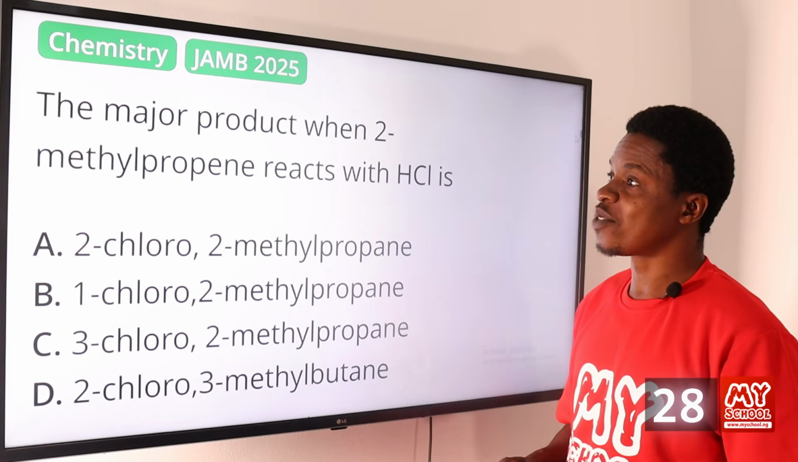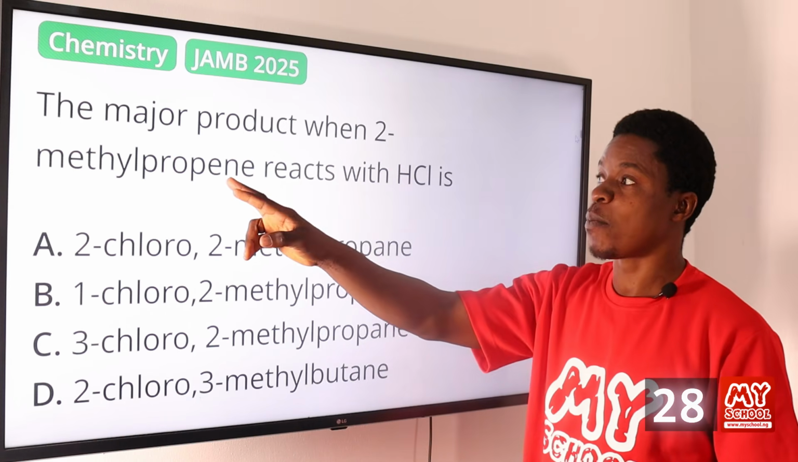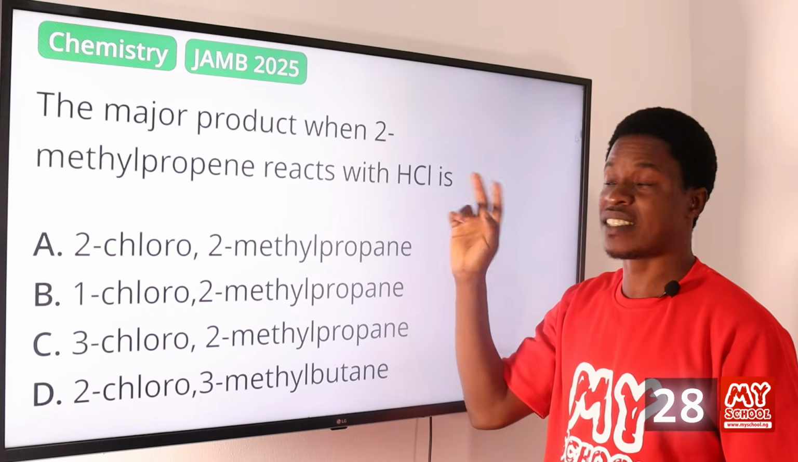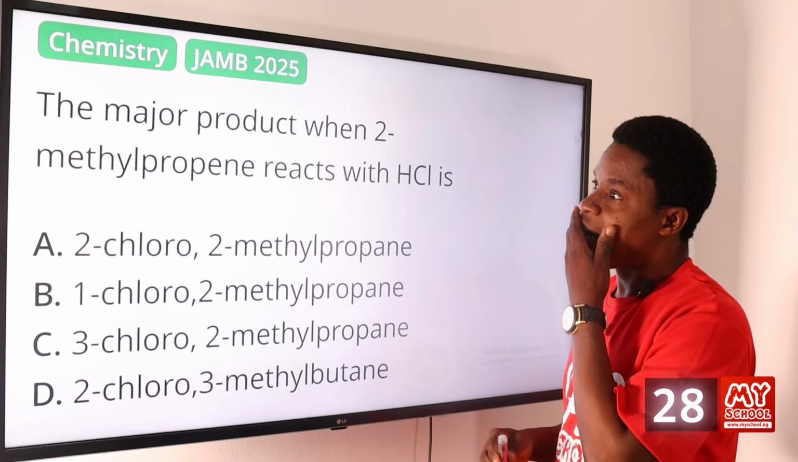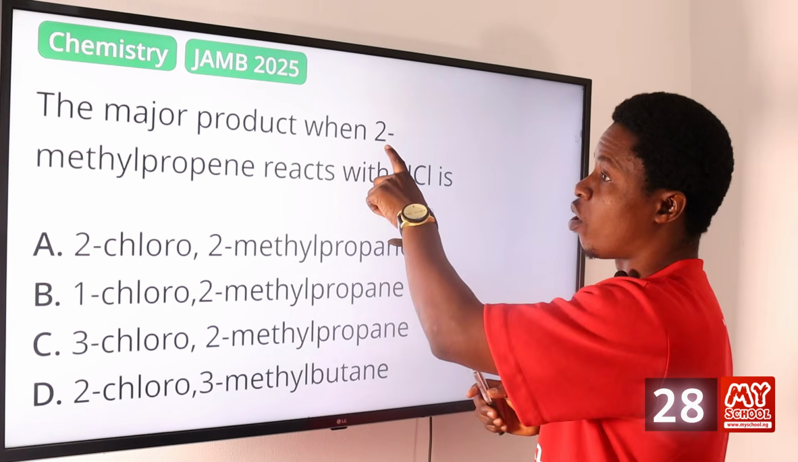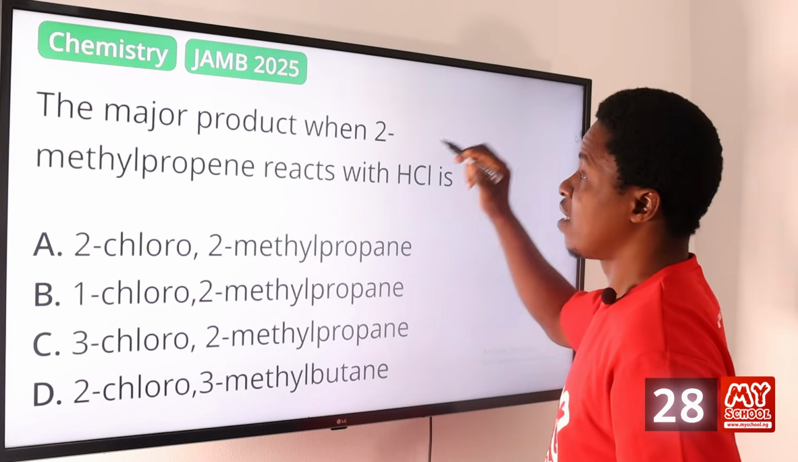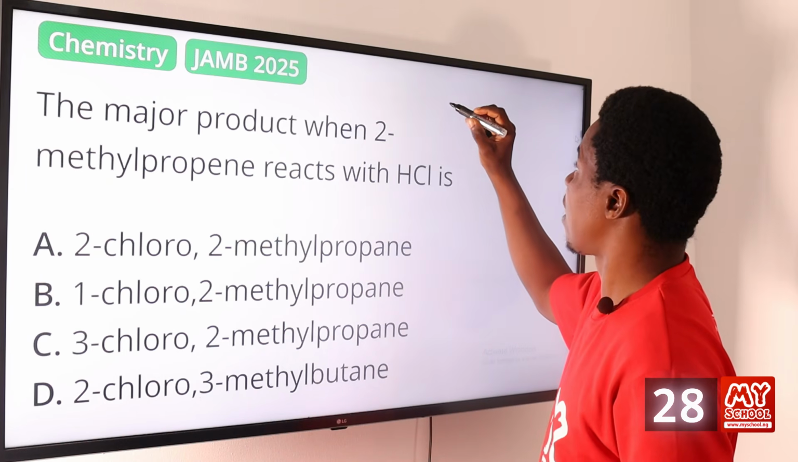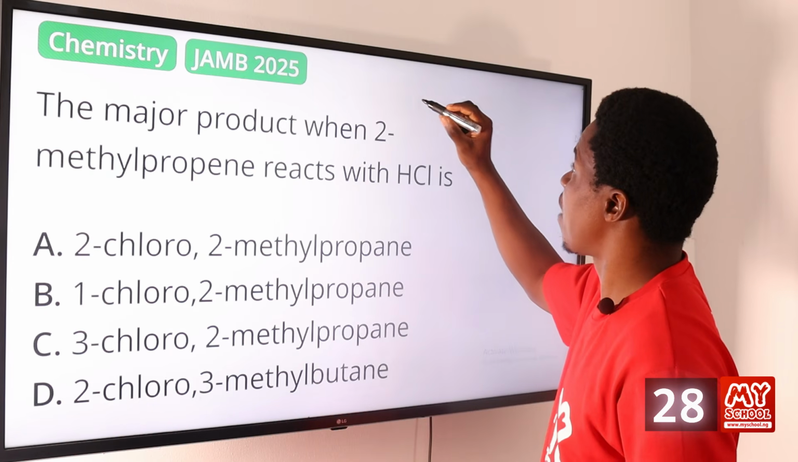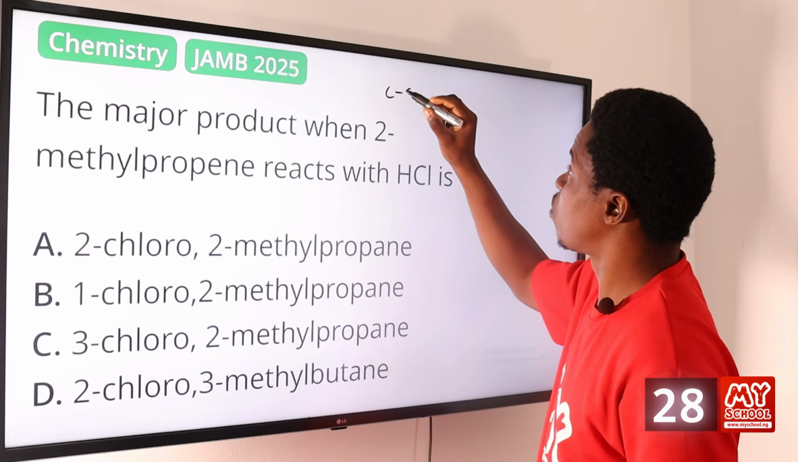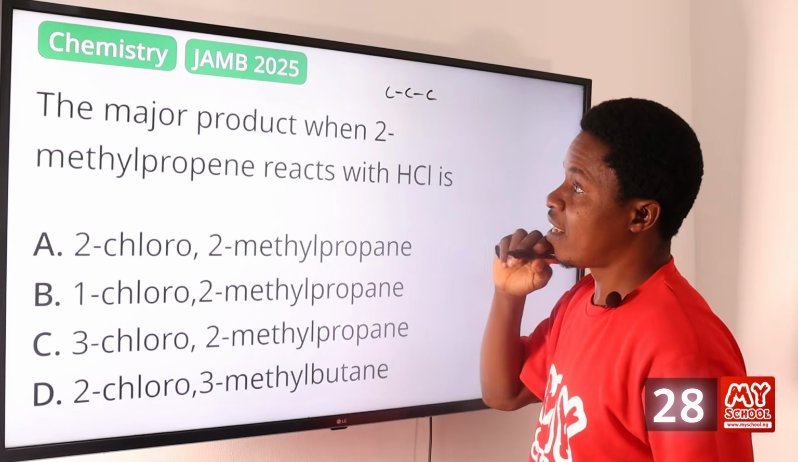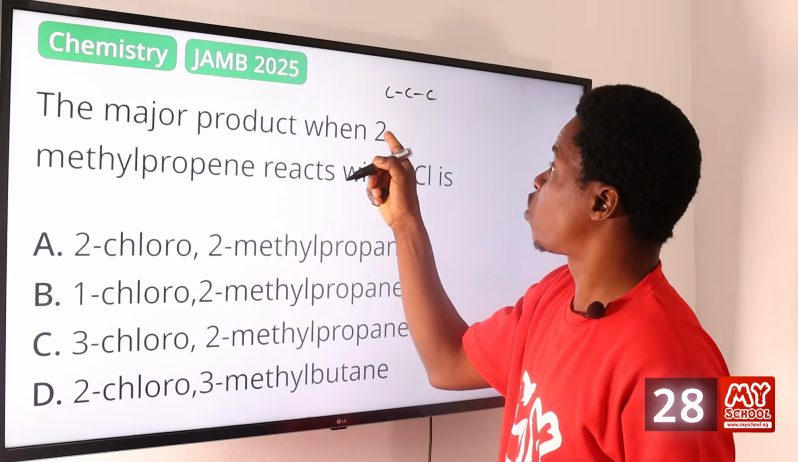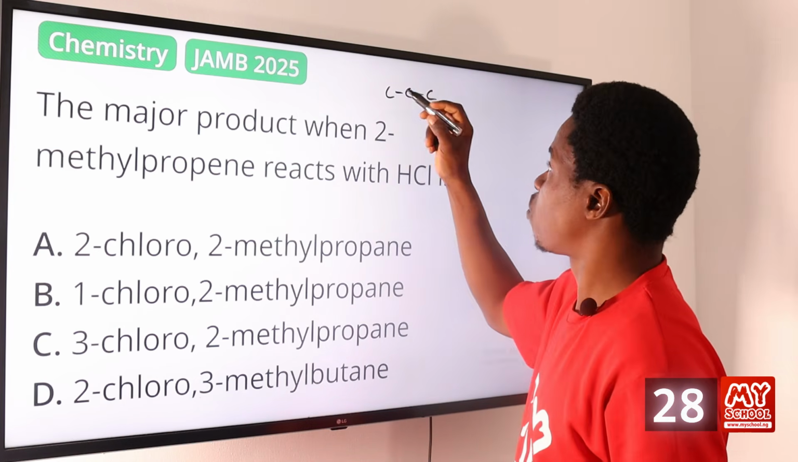The major product when 2-methylpropene reacts with HCl is what? Okay, I think we can just draw the structure of this 2-methylpropene. Propene is the parent name, so we can start with that. Propene, that means 3 carbon atoms. So we have 1, 2, 3. Okay, and then we have 2-methylpropene.